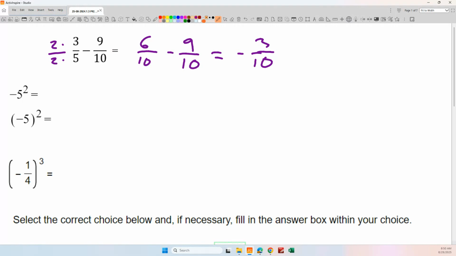What's that equal to? Negative 25, isn't it? Right. It's not positive 25. It's negative 25. How about the next option? It is positive 25. Okay. Good. And why is that? How come the top one is negative and the bottom one is positive?